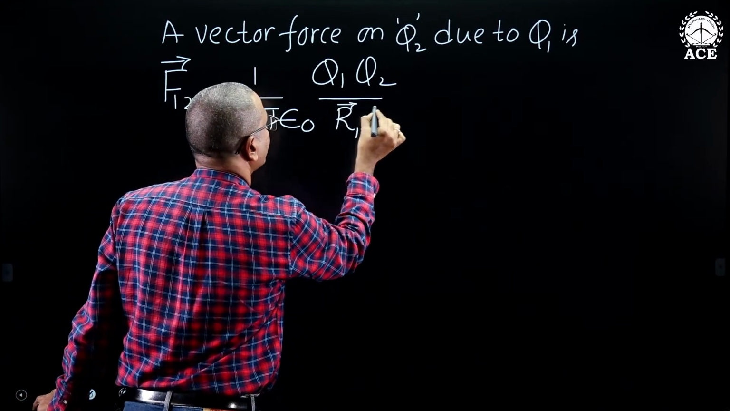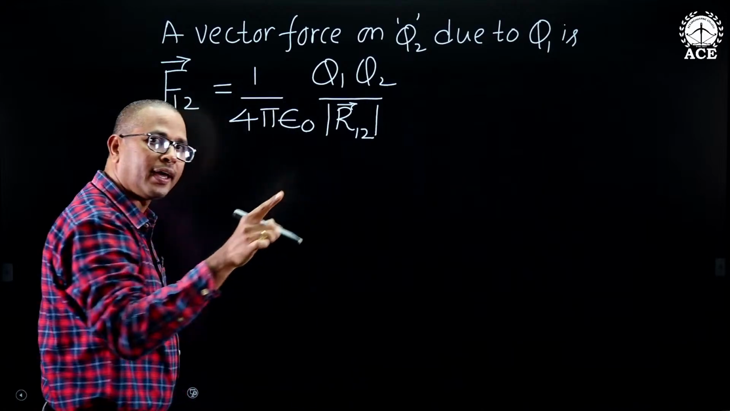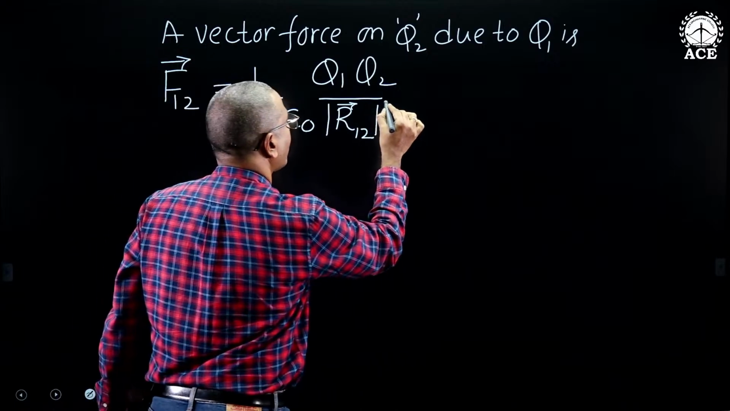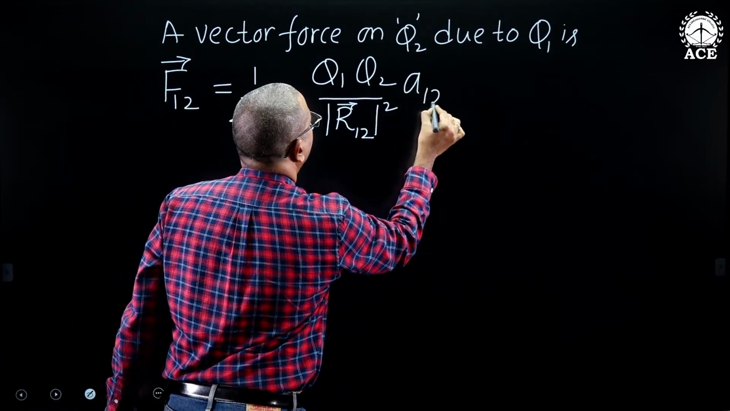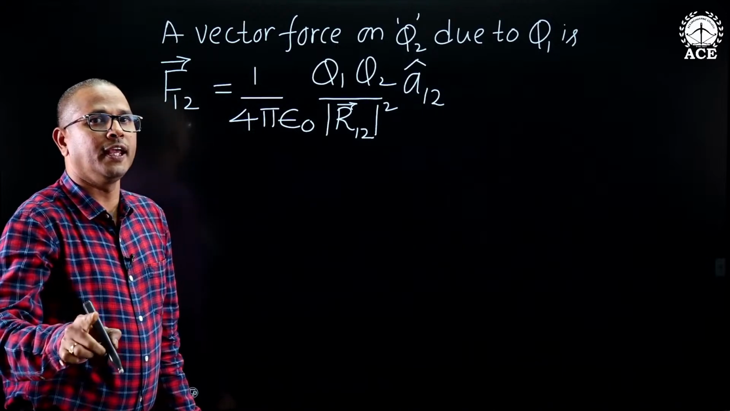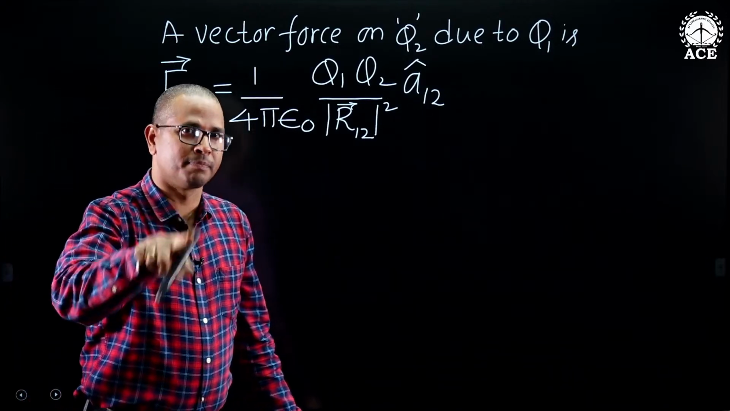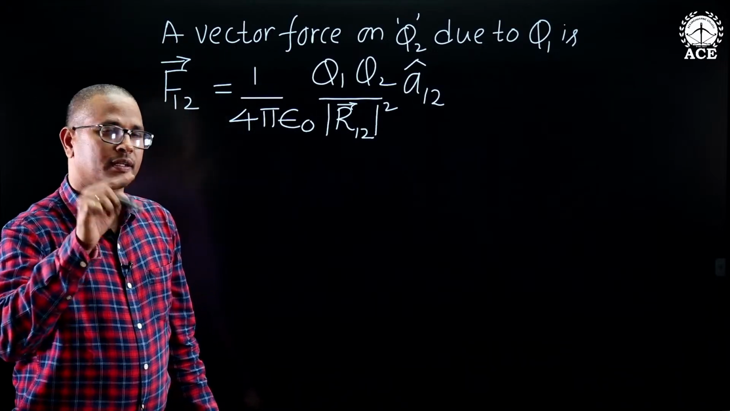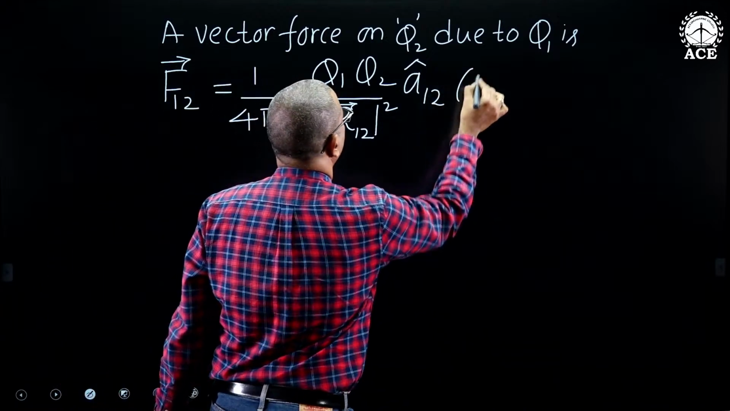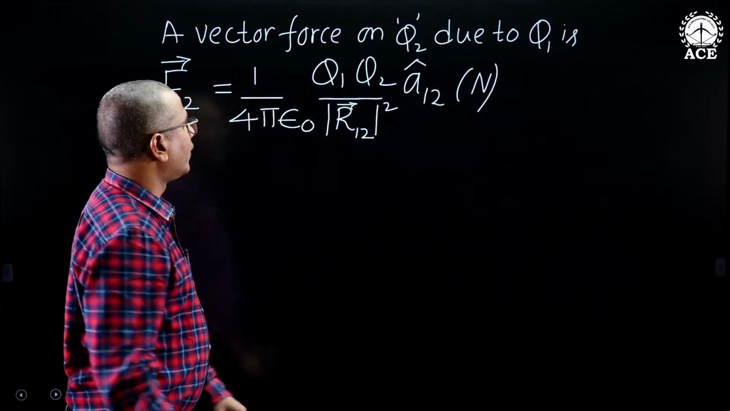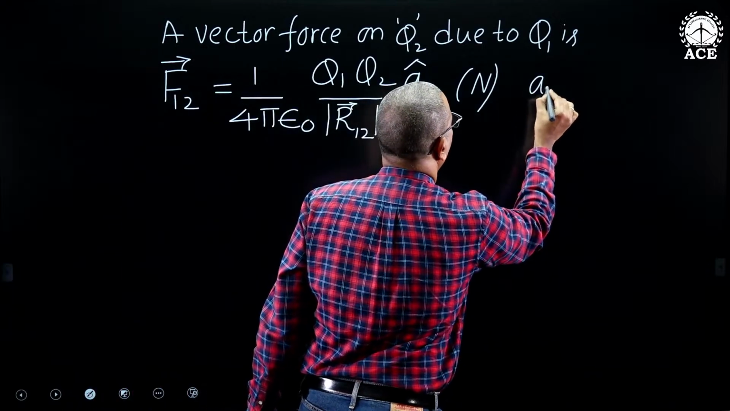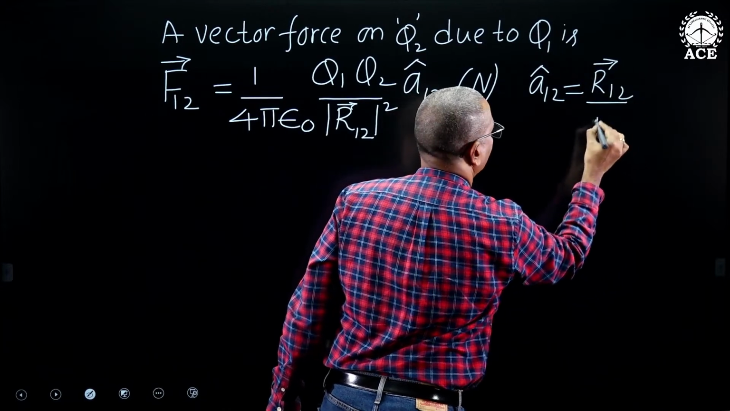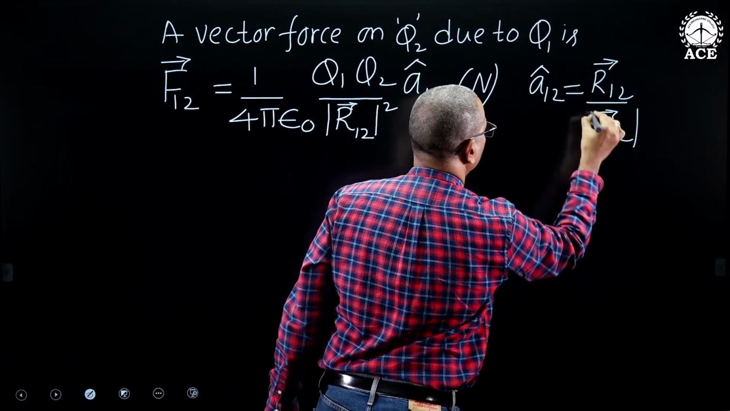So for mod R12, do we need distance or distance square? Distance square. Coulomb's force is an inverse square law. Yes, mod R12 square. The direction of force depends on the unit vector. Any vector's direction is assessed by the unit vector along that vector. So a unit vector is evaluated as the vector divided by its magnitude. This is measured in Newton. How do you find A12 cap here? That you know, very basics. A12 cap is R12 bar divided by mod R12.